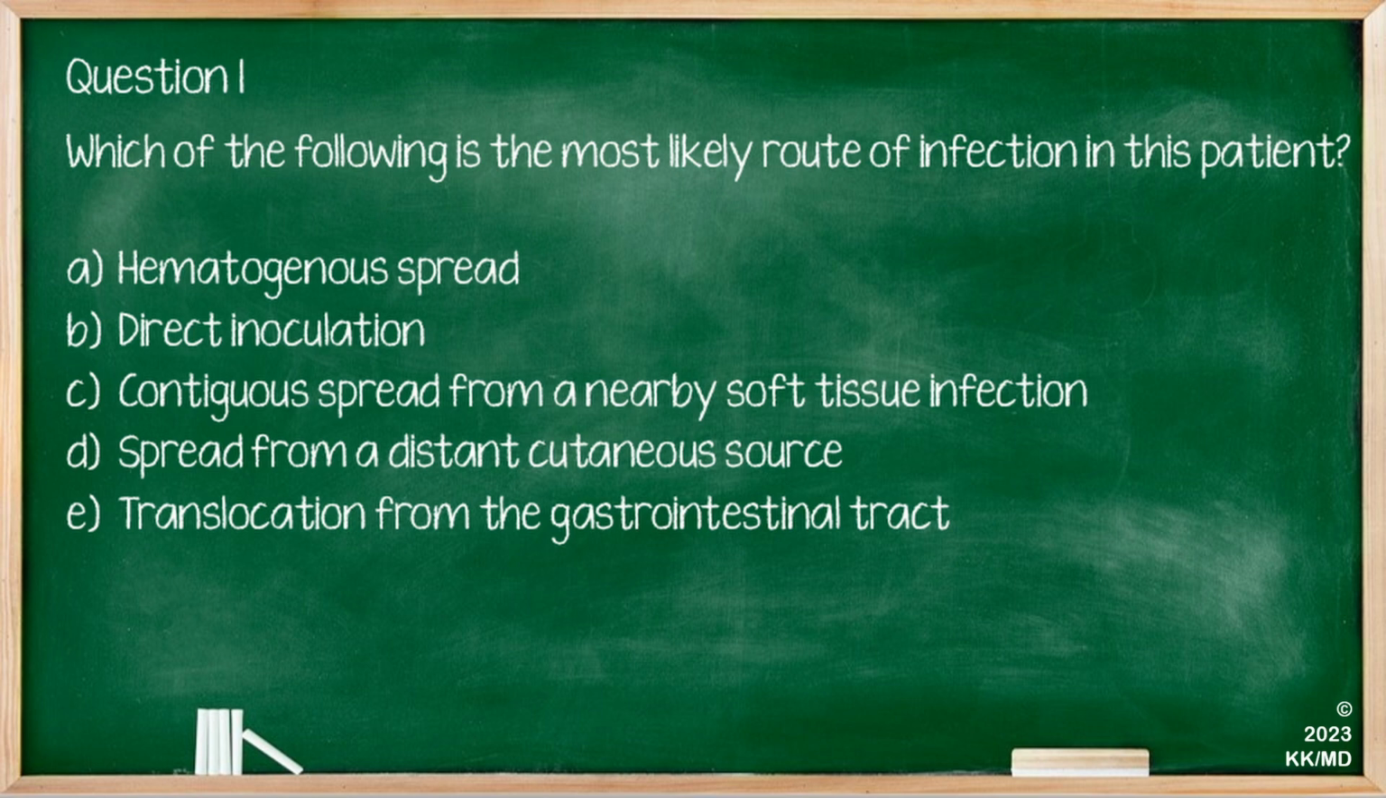So you might wish to pause the video at this point and look back at the vignette, just to remind yourself of the history. But as we've been told, this gentleman does have a history of poorly controlled diabetes and peripheral neuropathy, and he's also got an area of erythema and warmth over the metatarsal area. So this makes it most likely that the osteomyelitis has come from contiguous spread from a nearby soft tissue infection, and so the correct answer in this case is C.